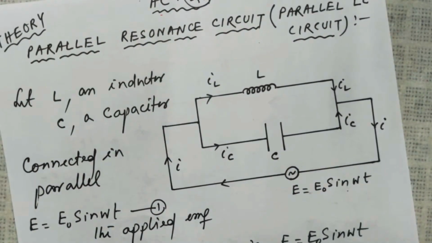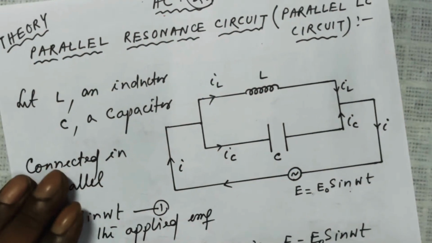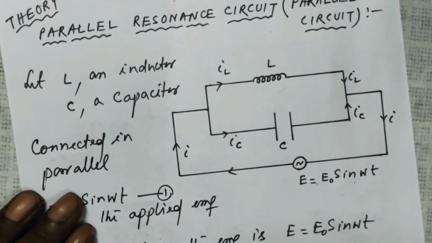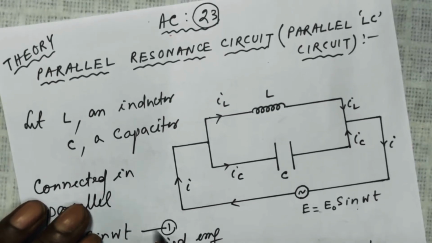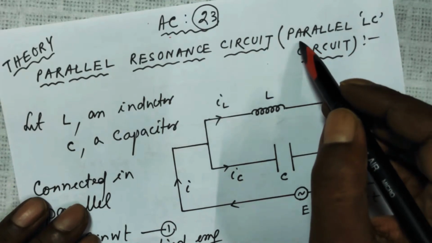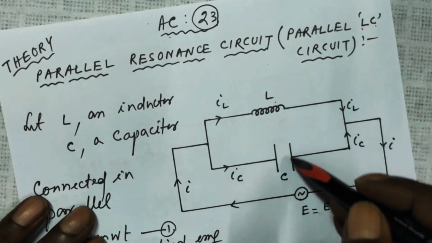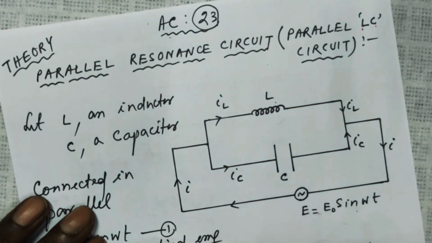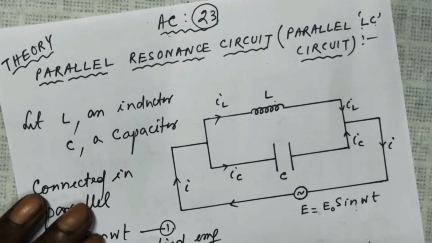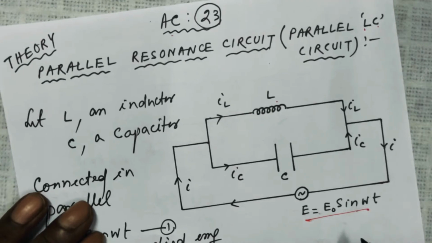Now something entirely different. What is it? Now we have a parallel resonance circuit. An inductor and a capacitor in parallel. Look, an inductor and a capacitor, pure inductor, pure capacitor in parallel across this source of EMF.